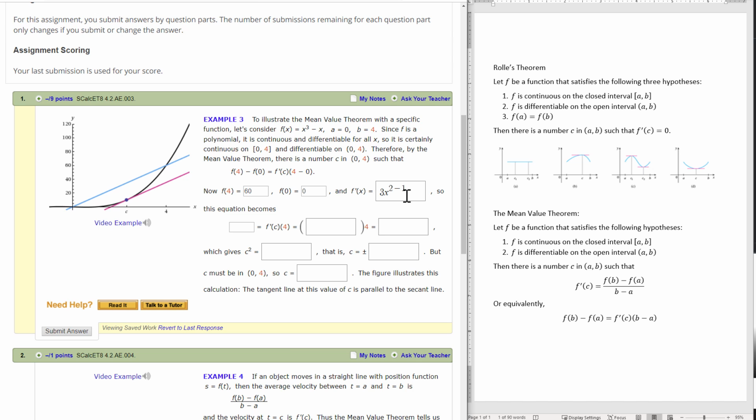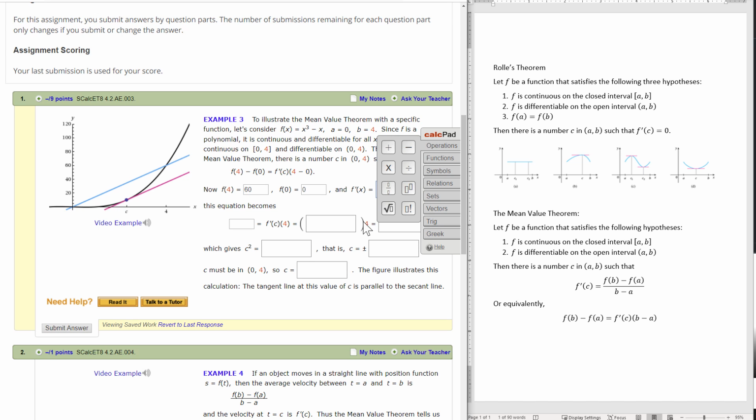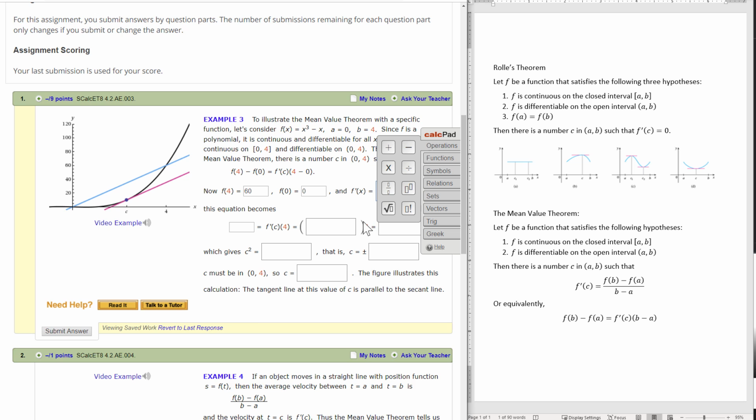Oops. Let's try that again. It's 3x squared and then arrow down, minus 1. Hopefully that worked. There it goes. So that's your derivative.